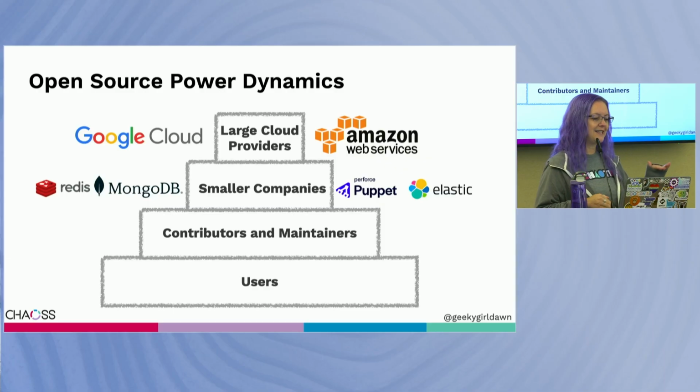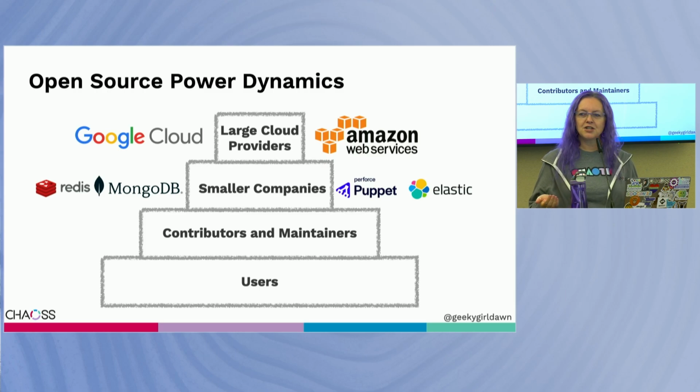Now, the lines are a little fuzzier, the consequences less extreme, but with the rise in popularity of large cloud providers, the open source power dynamics are looking a little similar to that feudalism example. But in our case, we do have ways to flip those power dynamics, which I'll talk about throughout the presentation. But here at the top, we have the cloud providers.